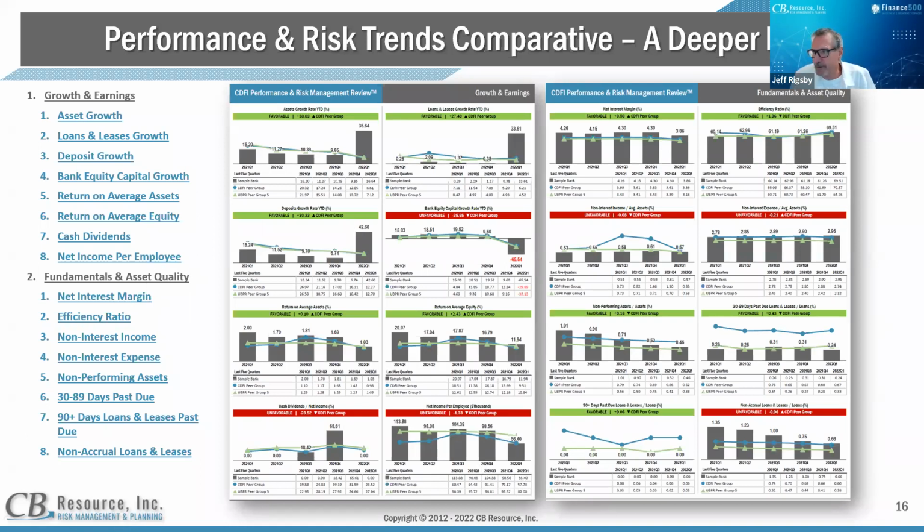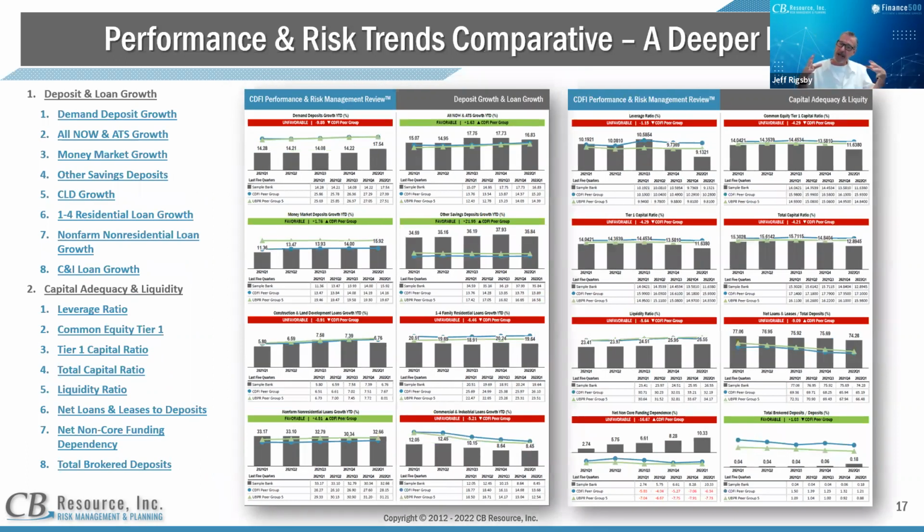We're looking at our net interest margin. We're looking at our efficiency, non-interest income, and non-interest expense. So those are kind of the fundamentals that we're zooming in on. From an asset quality perspective, we're looking at non-performing assets, 30 to 89 days past due, 90 plus past due, and non-accruals. And again, you can see in this bank's case, their non-accruals are running a little hotter than the rest of the group. And that's what the red indicator reflects.